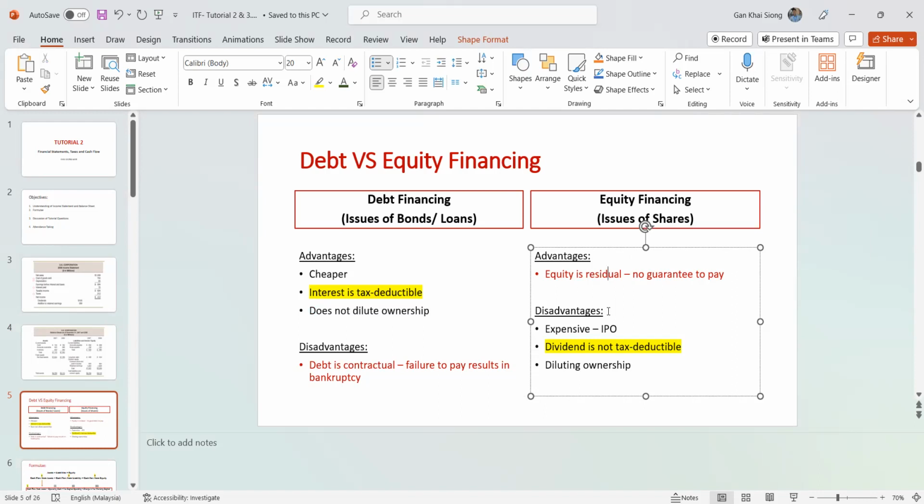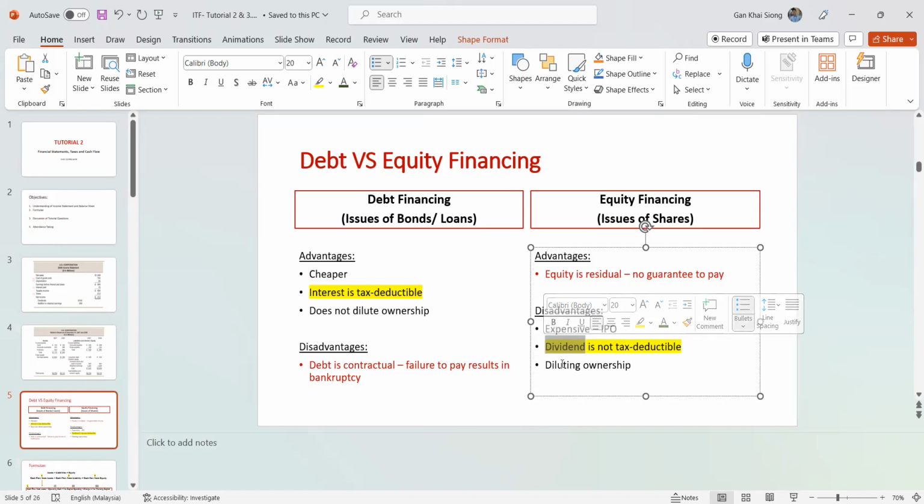What about the disadvantages? The bad thing is, first of all, you have to go through the IPO process, which could be expensive compared to debt financing. And then dividends are not an expense. Remember, we mentioned that. Dividends are not contractual. It's not something that you have to pay every month or every year. So you cannot use it to reduce the amount of tax you have to pay. It is not tax deductible.